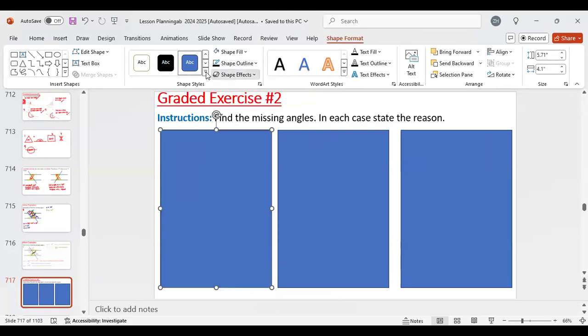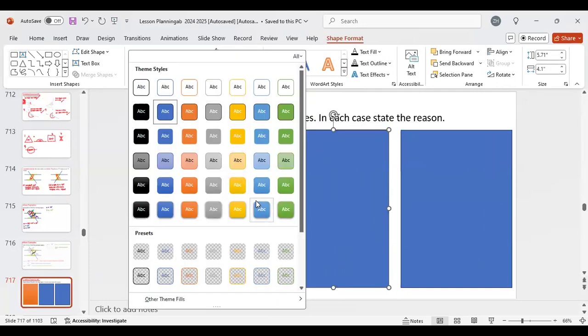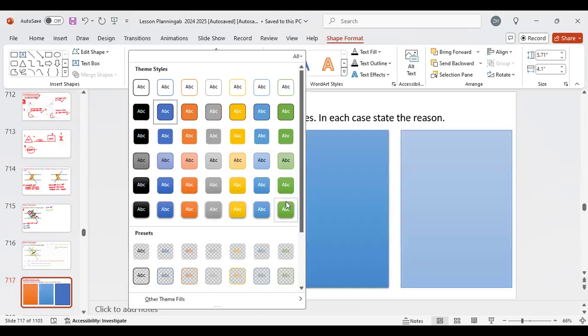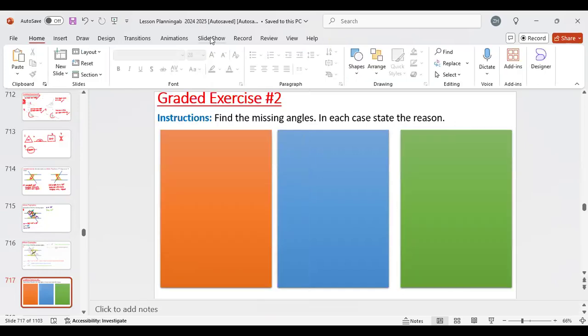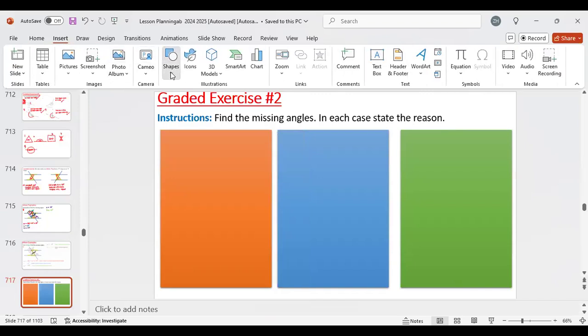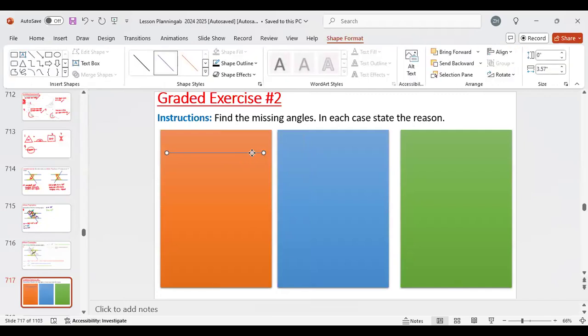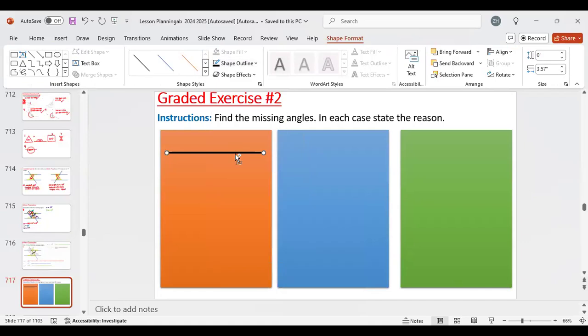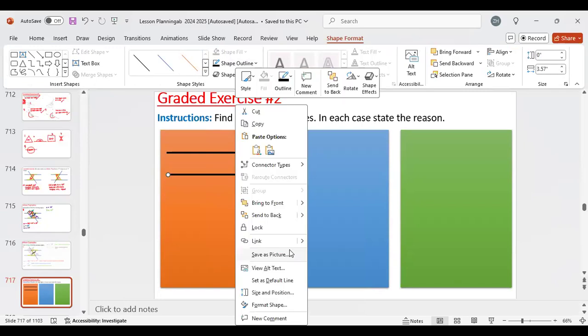So let's say that this one is this color. We're going to give this one a nice blue, and we're going to give this one a nice green. All right, so we want to find the missing angles in each case. Let me embolden this. And let's say that we have this one.